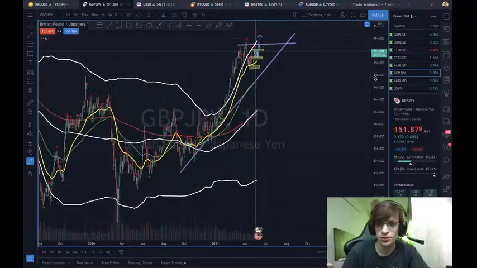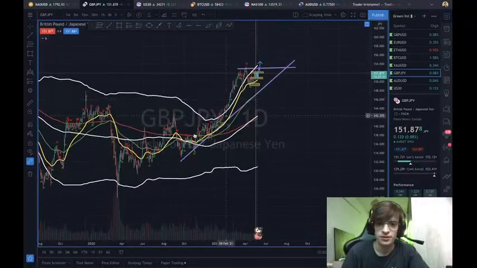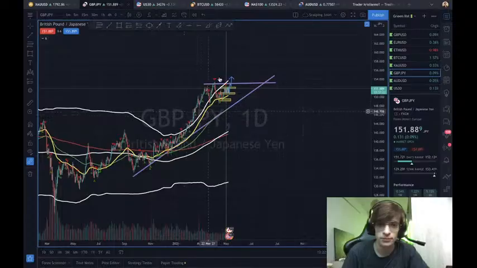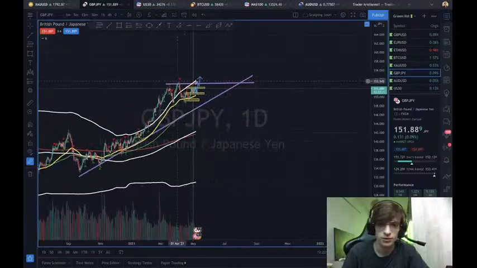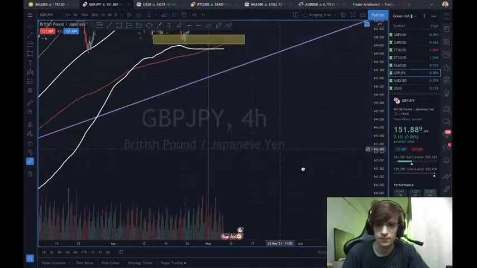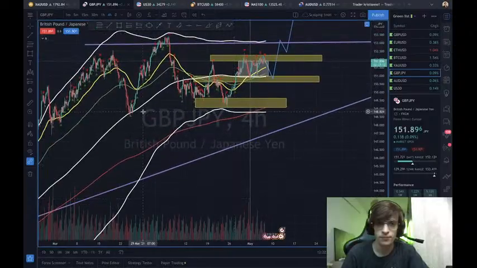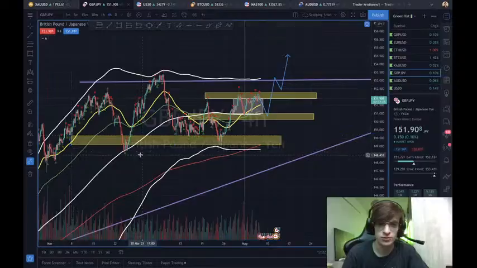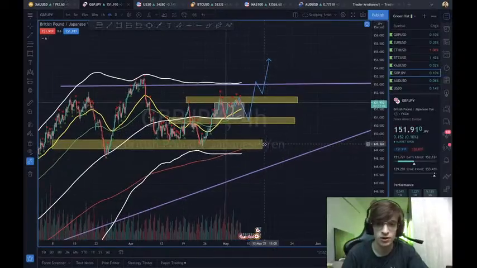So now to TJ. On a daily, it's again forming a bullish rectangle, probably. So it will probably continue being bullish. On a 4H time frame, you see here a support zone was respected 1, 2, 3, 4, 5 times, so it's very valid.